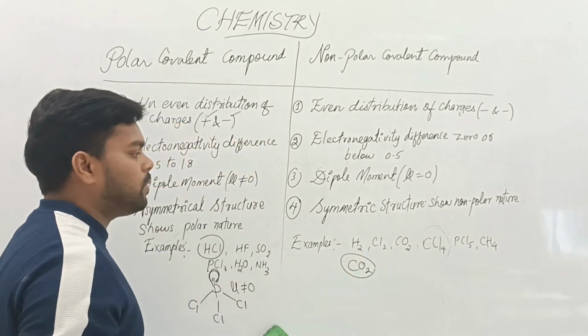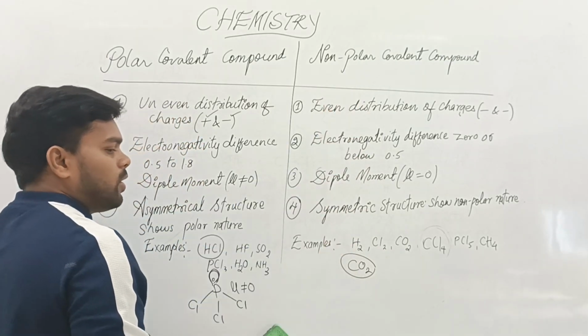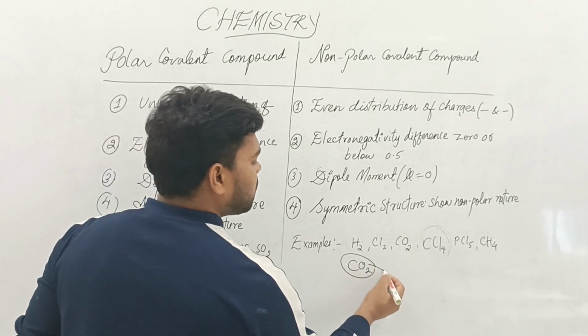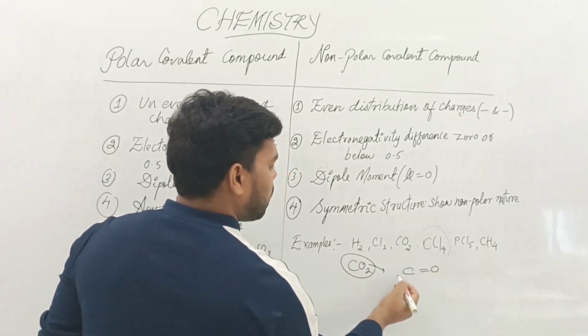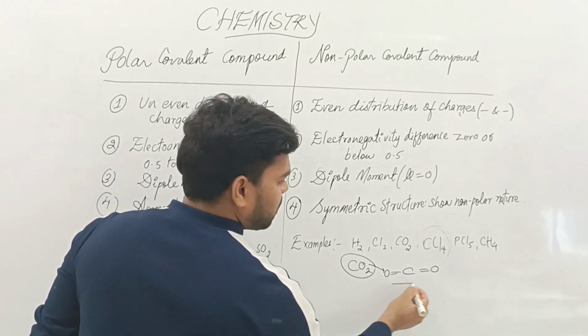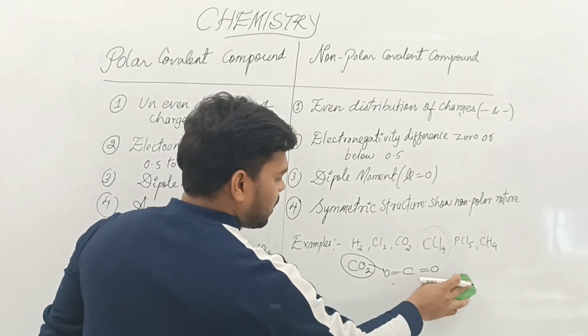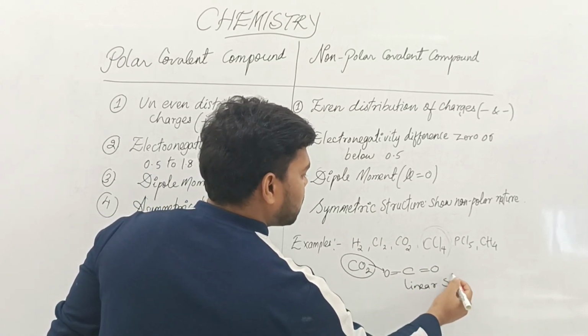How about carbon dioxide gas? Is carbon dioxide gas polar or non-polar? Obviously, I have written here non-polar, it's going to be a non-polar compound. So if I draw the structure for it, carbon is the central atom, here oxygen, here oxygen. So what is the structure? A straight line, right? So it is known as linear. This structure is said to be a linear structure.